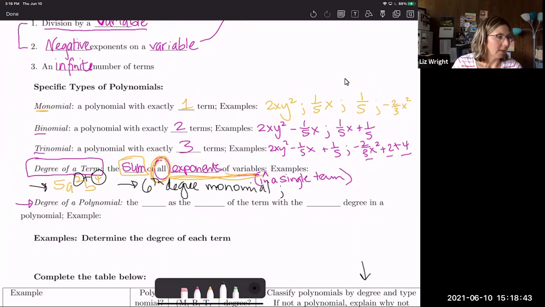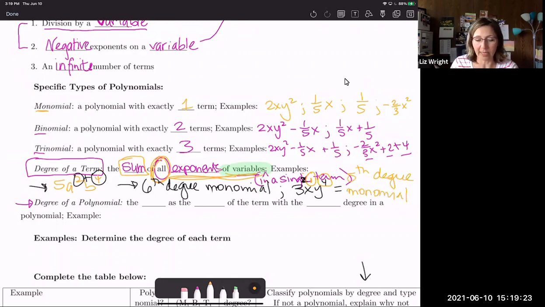All right, let's find another one. Let's say we had 3 squared x y to the fourth. 3 squared x y to the fourth. Don't let that 3 squared mess you up either. What are we counting? We're counting the sum of all exponents of what? The variables, not the coefficients. So we would be counting up here the 1 on the x and then the 4. So 4 plus 1 is 5. This is a fifth degree monomial.